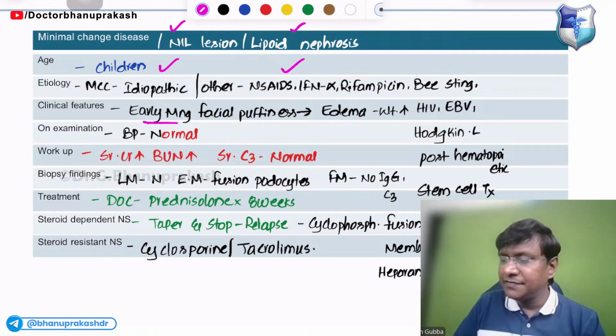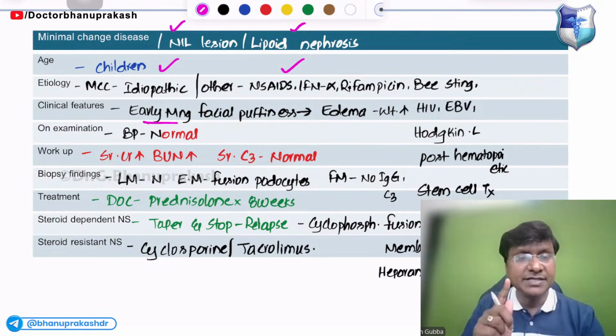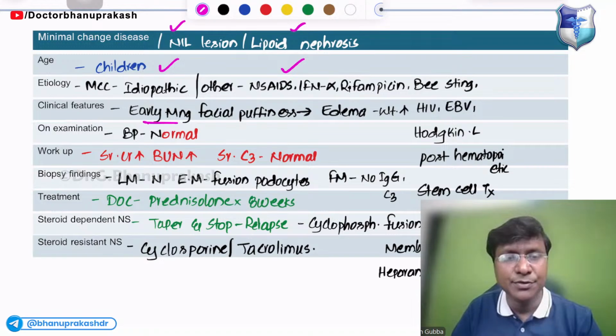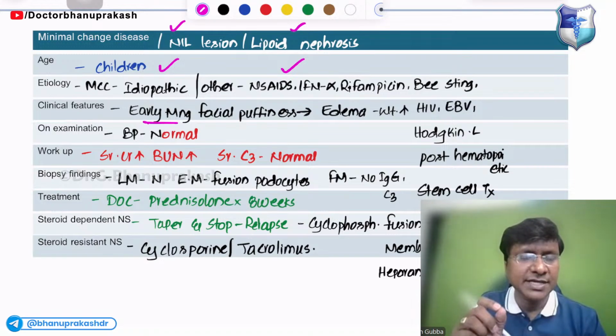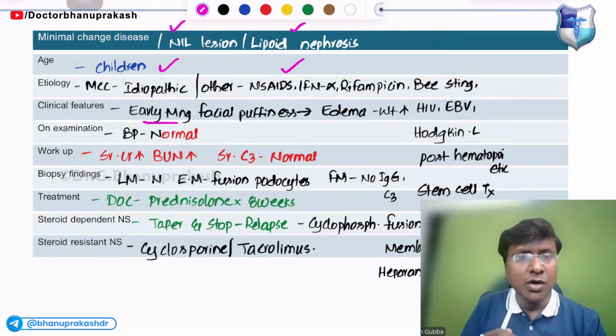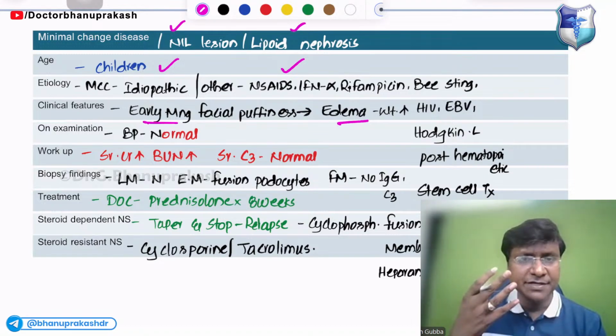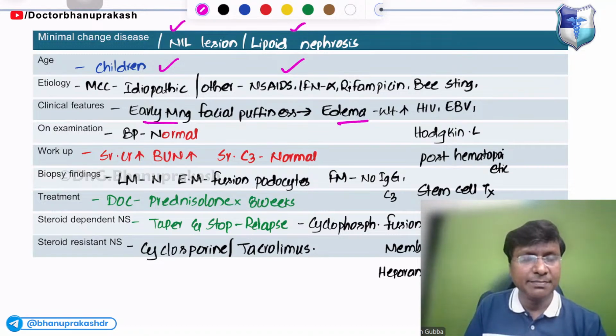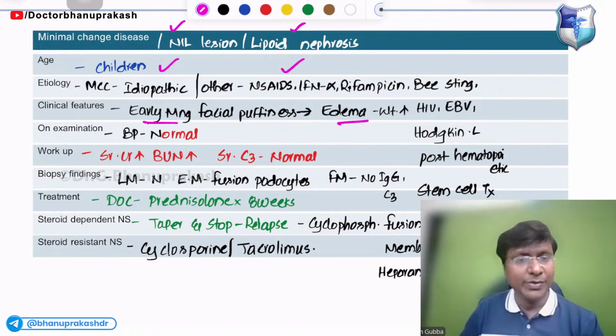And what will be the clinical features? These patients will present with early morning facial puffiness. Why is that? That is due to albuminuria. The proteinuria that you see in minimal change disease is albuminuria. And once there is albuminuria, the oncotic pressure will be reduced, and that will result in the development of edema, where not only facial puffiness, there will be pedal edema as well, ascites as well, and that can contribute to an increase in weight. So weight gain will be there. And these patients with minimal change disease will have normal blood pressure.